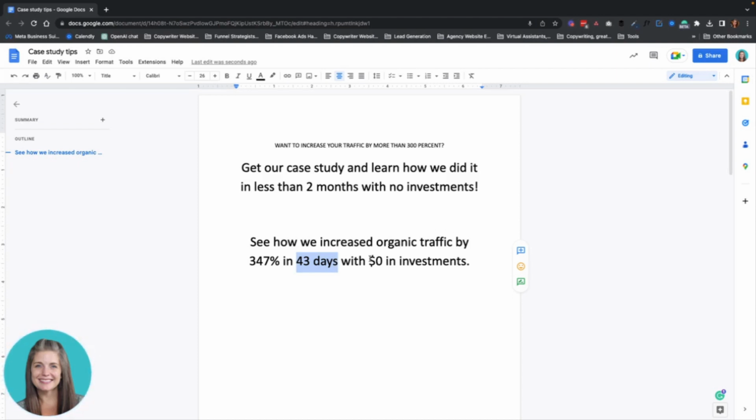I might also consider making this part here, which is more about overcoming objections like, oh, this is going to take forever. No, we actually did this in a really short time frame. Or I'm going to have to pay for traffic, or I'm going to have to pay for something. No, we did it with $0. I might consider making this a subheading.